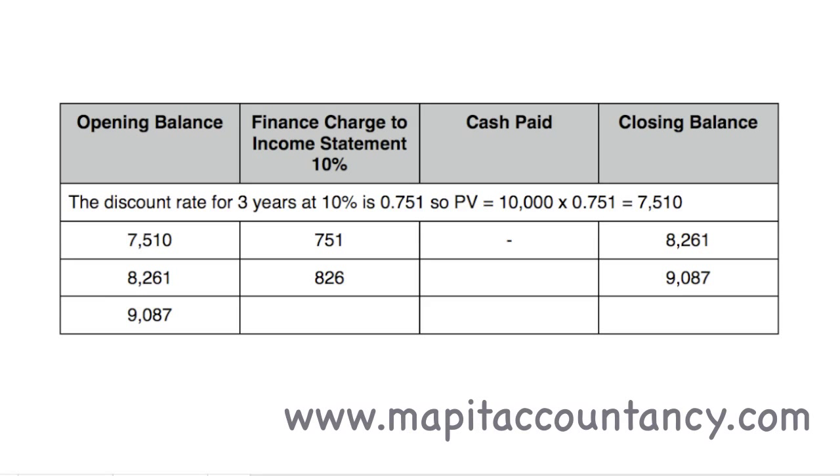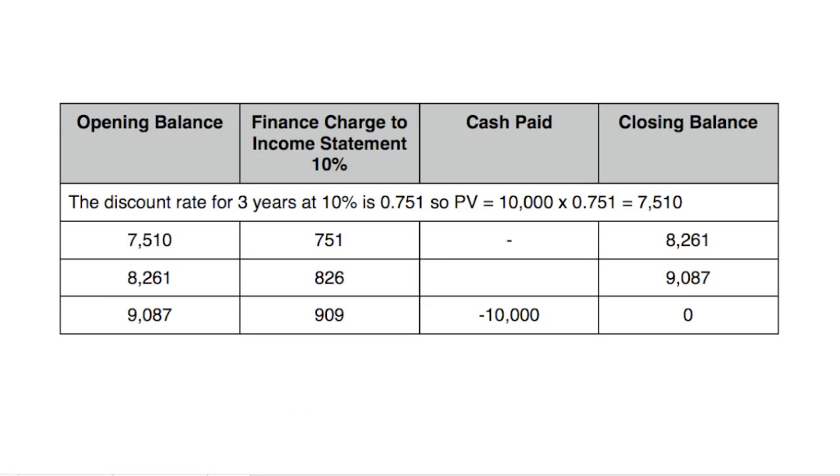Again, our finance charge is 10% of that. So that's debited to the income statement, credit to the liability to increase it, so that when we pay our cash, our deferred consideration payable in year 3, it wipes out the liability and we have a closing balance of 0. So the only difference there is a slight rounding difference.